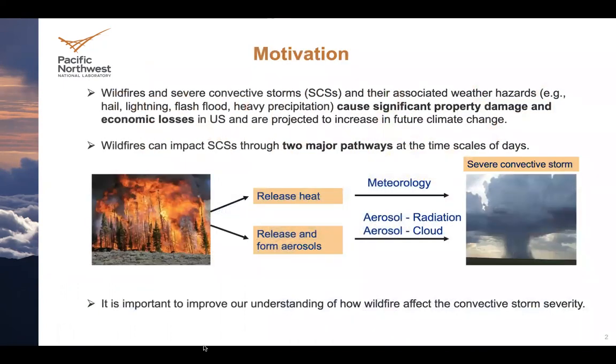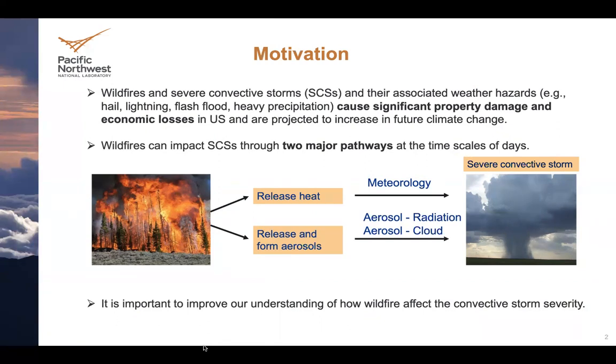As we know, wildfires and severe convective storms are associated with hazards like hail, heavy precipitation, lightning, and flash floods, which can cause significant property damage and economic losses in the US. In addition, wildfires and convective storms are also projected to increase in the future under climate change.